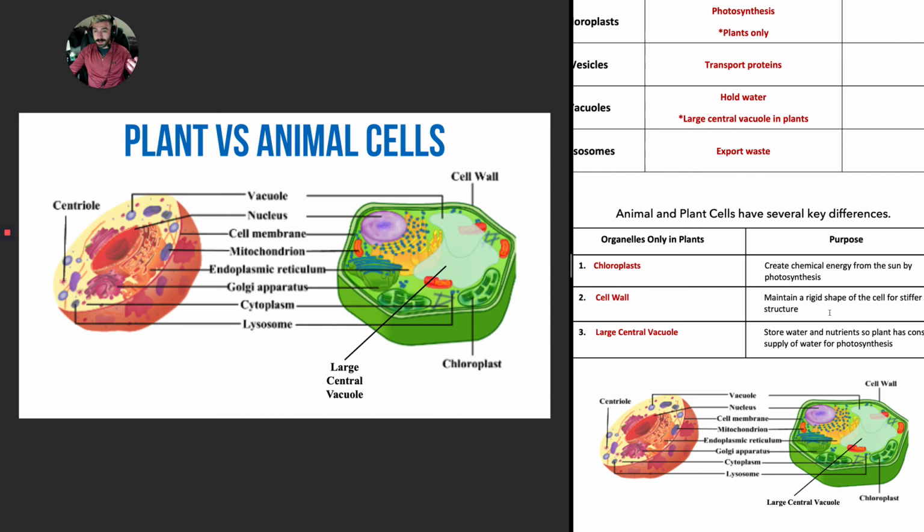And the way it describes it here is that it maintains a rigid shape of the cell for a stiffer structure. And plants need to have a stiff structure because they need to stand tall. Think about a tree. Think about how tall that stands, how hard that is, right? Plant cells.